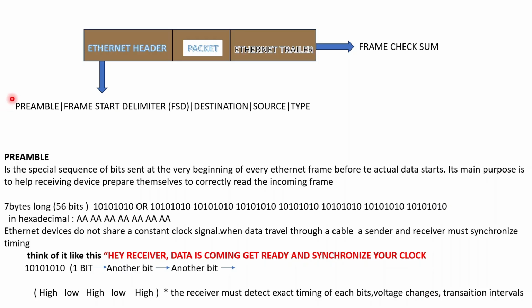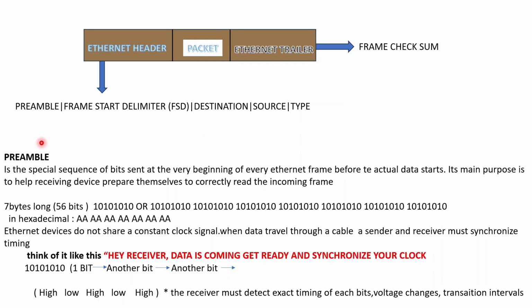Whenever you're doing discussion, you can include the preamble and frame start delimiter as part of the Ethernet header. But the actual Ethernet header really begins katika upande wa destination MAC address, the source MAC address, the type pamoja na Ethernet trailer. Also, we are going to see it very soon. Just stay tuned.